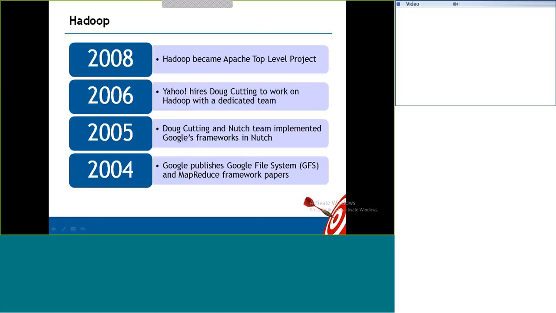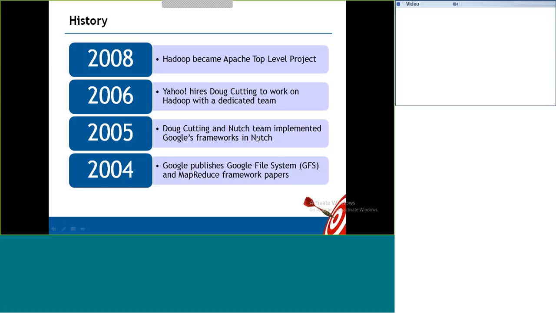That is what Hadoop is. Okay, so history of Hadoop. Google published the Google File System and MapReduce framework papers in 2004, and taking this concept, Doug Cutting and his small team, Mike Cafarella and then Tom White, who has written the Hadoop Definitive Guide, fourth edition, implemented Google's framework in the Nutch search engine.